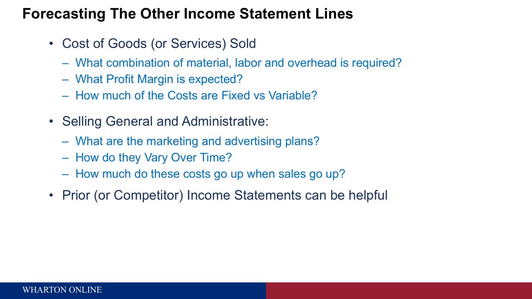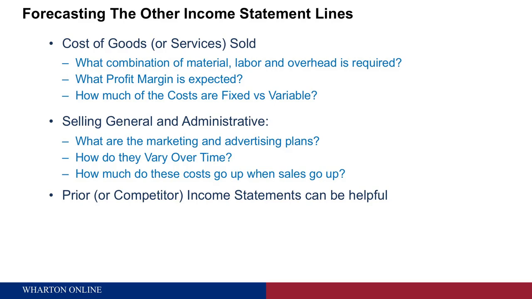Forecasting out the other income statement lines. Cost of goods sold. What combination of materials, labor, and overhead are going to be required to put together our product or service? What are those going to cost? What profit margin is expected? So our spreadsheet has a cell where we've got the projected profit margin. How much of costs are fixed versus variable? Some costs go up the more you sell. Some costs are independent of the sales volume. We want to lay out that in terms of our cost structure also.